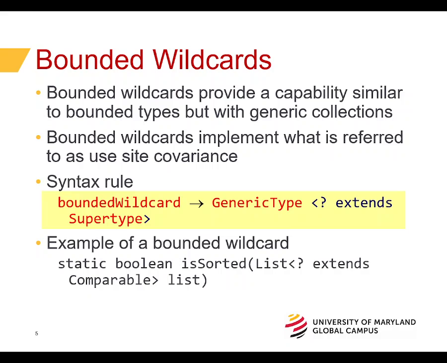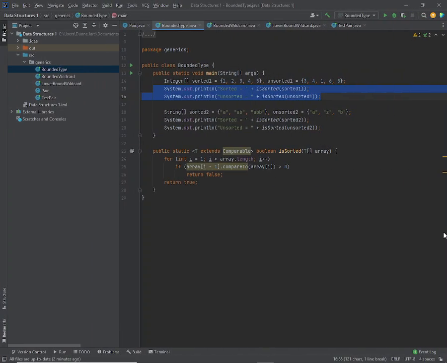Notice that in place of the generic parameter, we have the wildcard symbol, which is a question mark. Our example is similar to the previous one, except that instead of an array being passed into the method, a list is passed in. It can be any list as long as it implements comparable. All right, so now let's take a look at the example that we have just described.